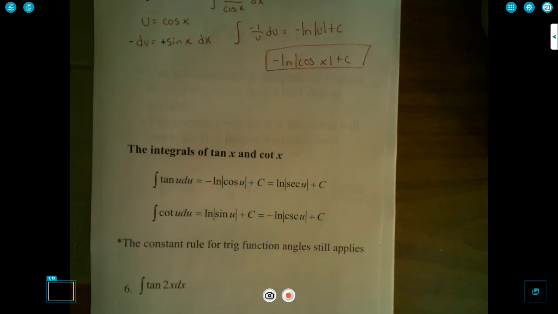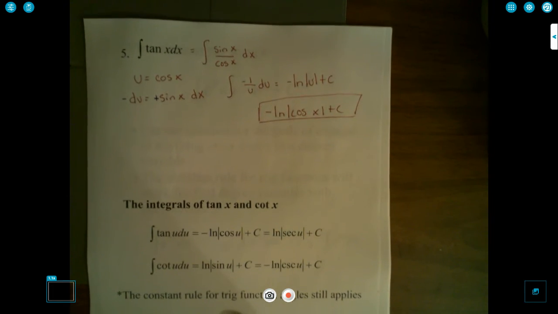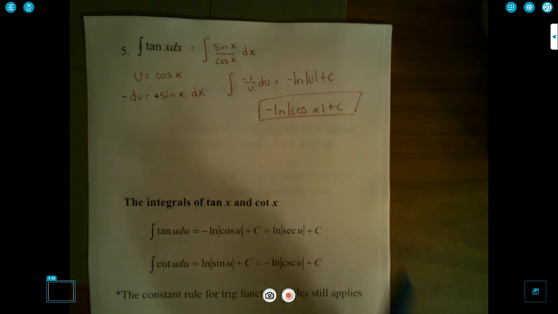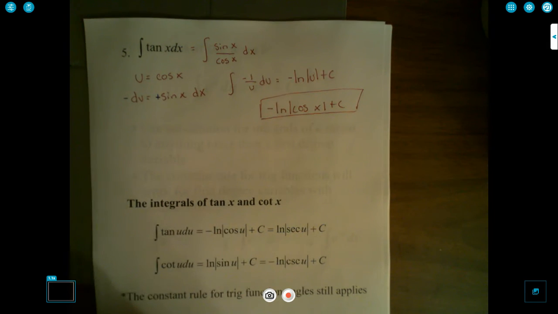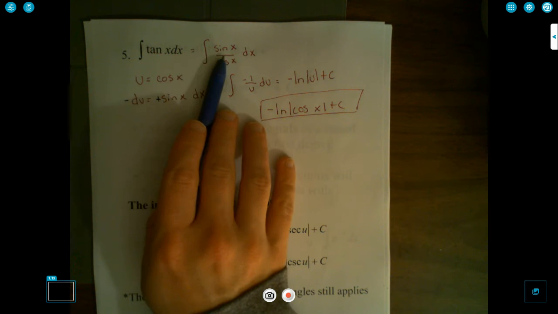This next example, number 5, is the first one where we actually have to do some thinking. It's going to follow a pattern, a rule that we could always follow. Or honestly, you could always use u-sub if you wanted to. So I have the integral of tan x dx. I can rewrite tangent as sine over cosine.